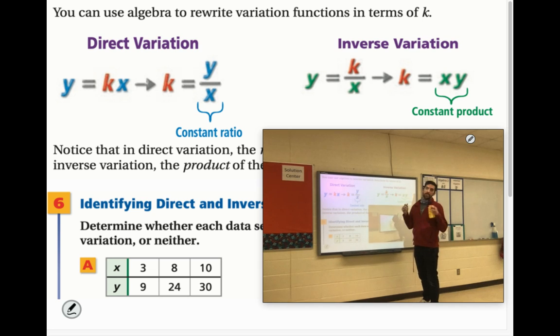All right, so now we're going to be given tables and we're going to have to see if it's direct variation, inverse variation, or neither. So I would jot these two things down.